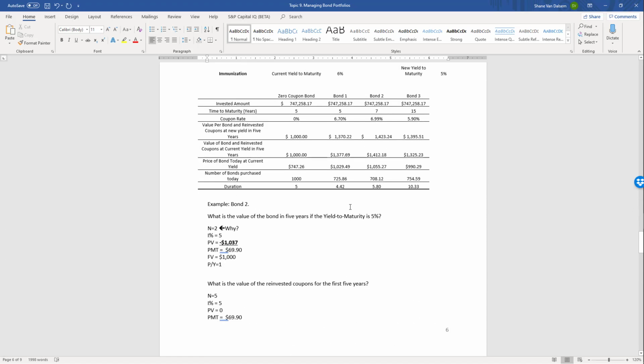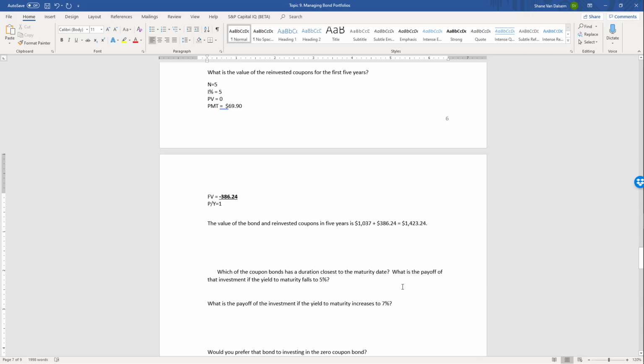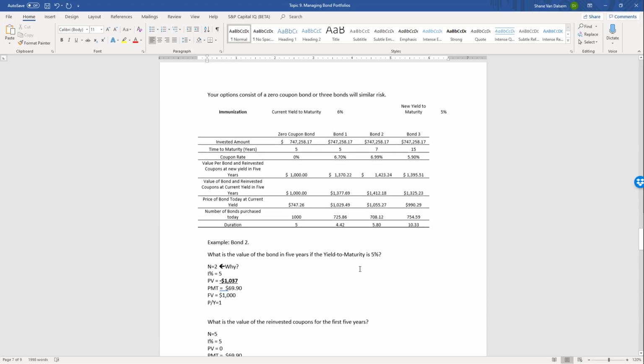Which of the bonds has a duration closest to the maturity date? The one with the duration closest to the maturity date, not including the zero coupon bond, is bond 1. So it is 0.58 from the duration of 5, which is the duration for the maturity date. The payoff of that investment, if the yield to maturity falls to 5%, is $1,370.22 per bond.